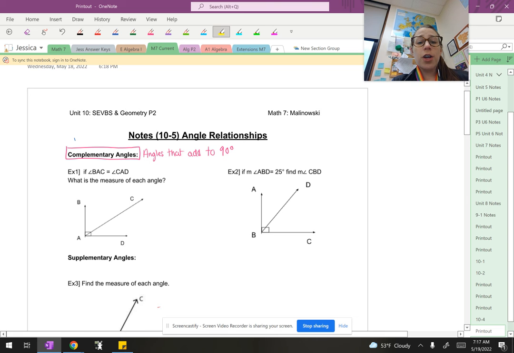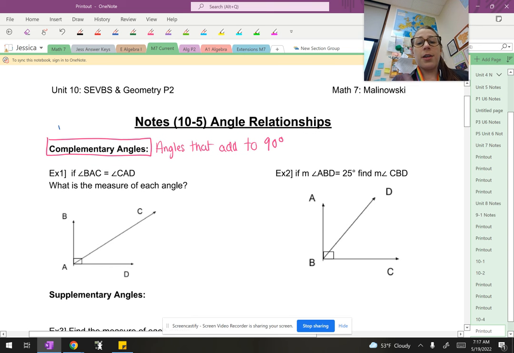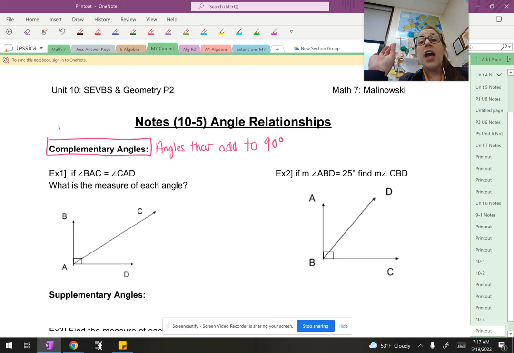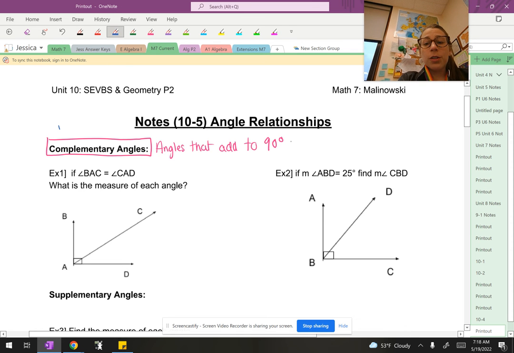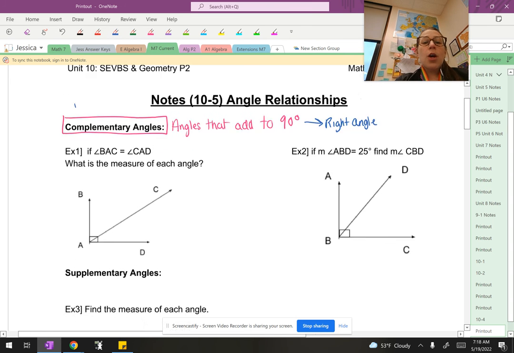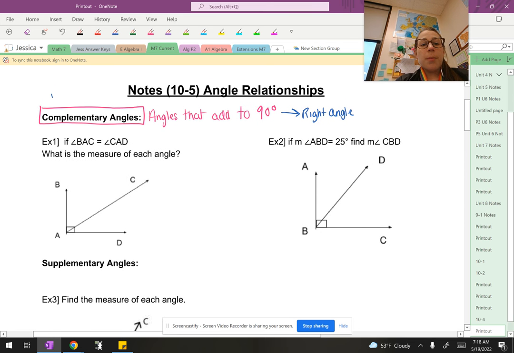So the first type of relationship that we're going to look at, and I already have that filled in so you don't waste time listening to me talk, is complementary angles. Complementary angles are angles that add up to 90 degrees. From yesterday, remember, we know that a 90-degree angle is a right angle, just another name. So we're going to use this complementary angle relationship in example 1 and example 2 here.